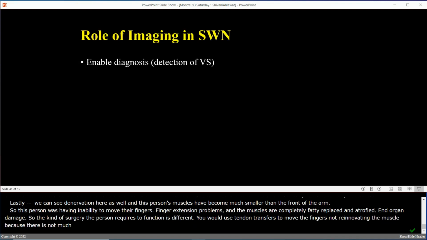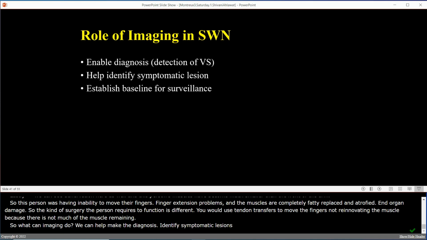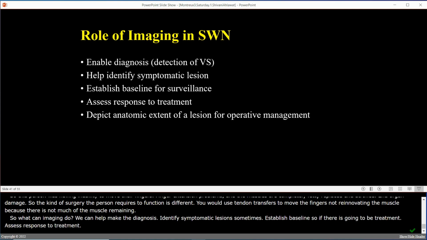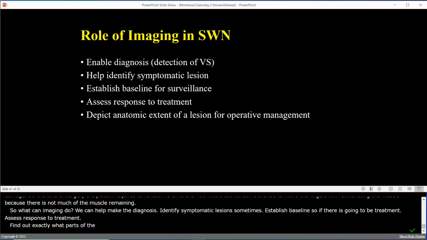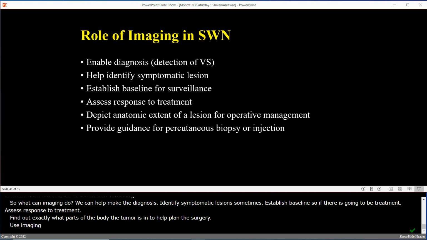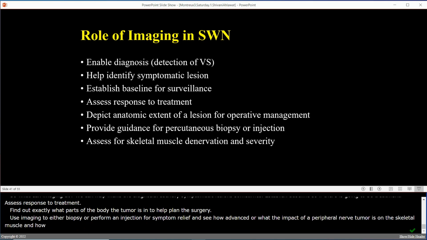So what can imaging do? We can help make the diagnosis, identify symptomatic lesions sometimes, establish baseline, so if there's going to be treatment, assess response to treatment, find out exactly what parts of the body the tumor is in to help plan a surgery, use imaging to either biopsy or perform an injection for symptom relief, and see how advanced or what the impact of a peripheral nerve tumor is on the skeletal muscle and how severely denervated it is. So those are the things we can do reasonably well.